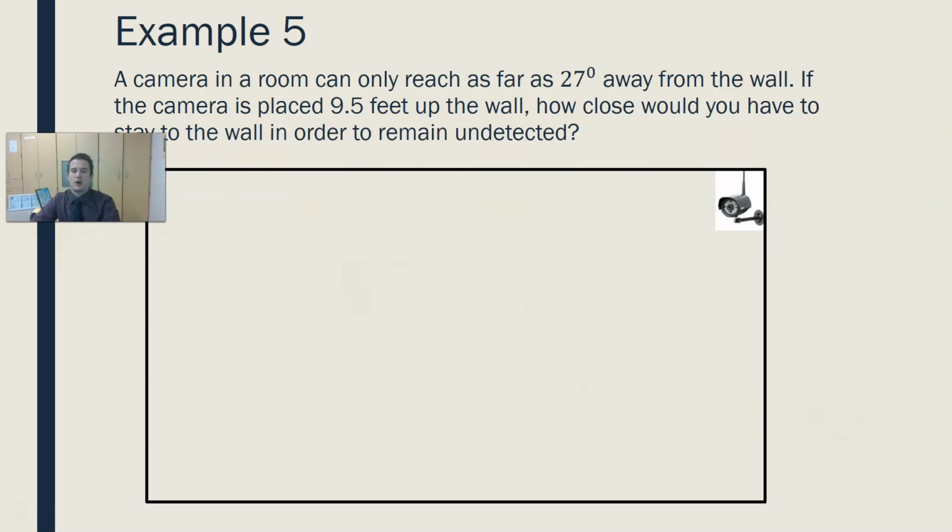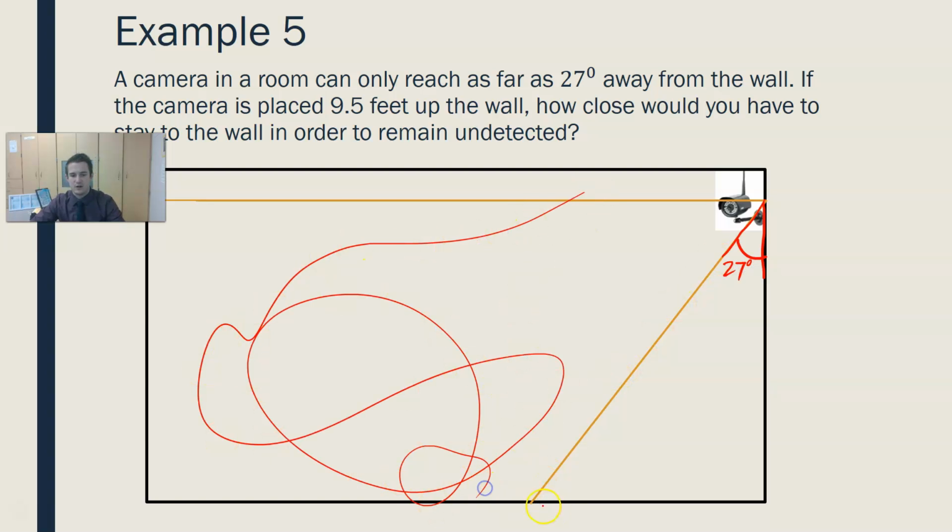So you're a professional art thief. You're trying to break into this museum. You're trying to steal some art, but you have to stay out of view from the camera. So here's my camera, and it swivels around, and it can only reach as far as 27 degrees away from the wall. Okay, I can see all of this stuff over here, but I can't see this chunk. My camera doesn't get that close to the wall.